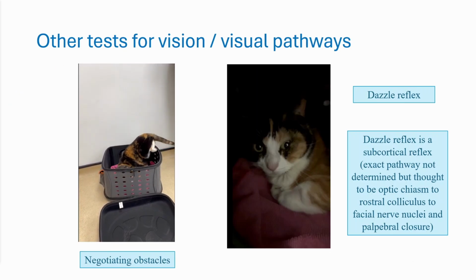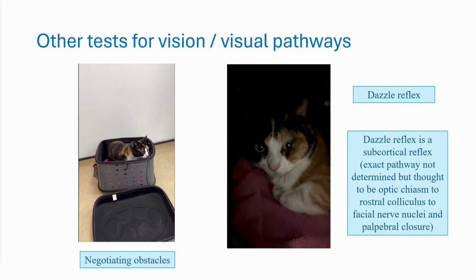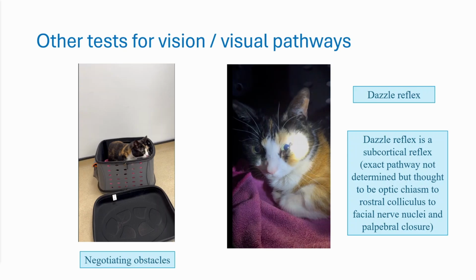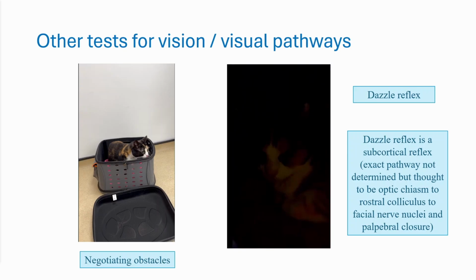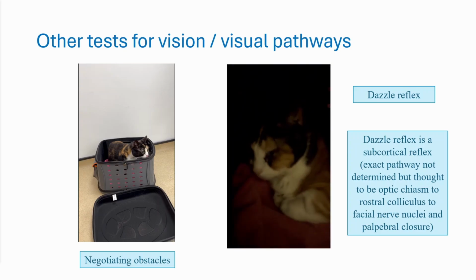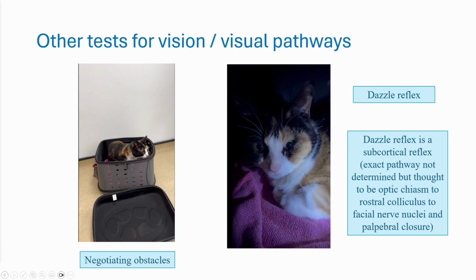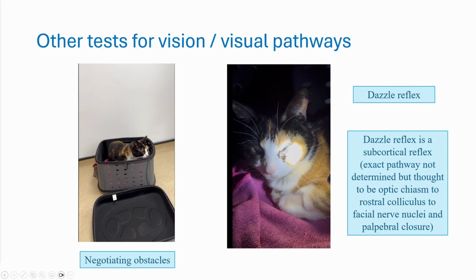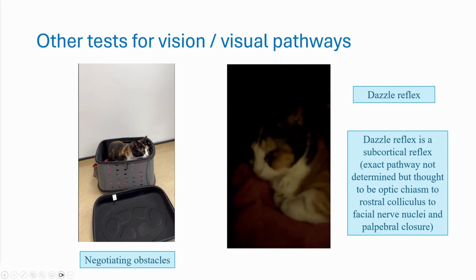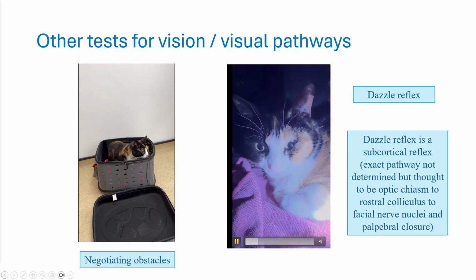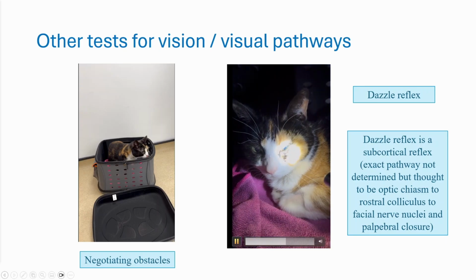The same cat here is showing a Dazzle reflex. So the Dazzle reflex is when you shine a very bright light into the eye, and you get the eye closing. It's pretty limited in its use, the Dazzle reflex, because it's a subcortical reflex. It's thought to be optic chiasm to rostral colliculus to the facial nerve nuclei, but we're not absolutely sure. And so it really doesn't show that we have vision at all.